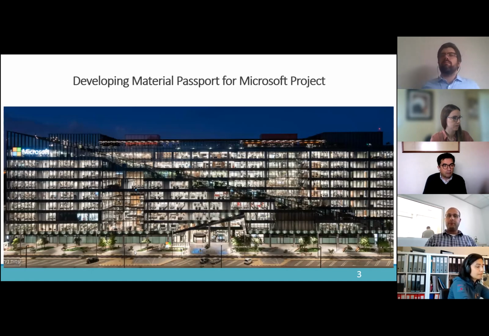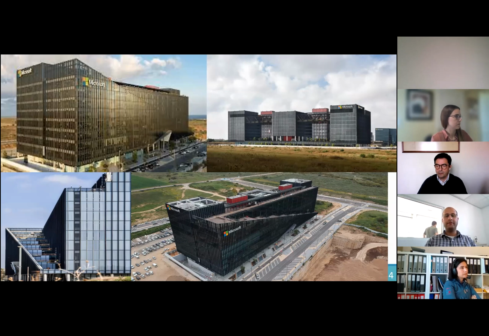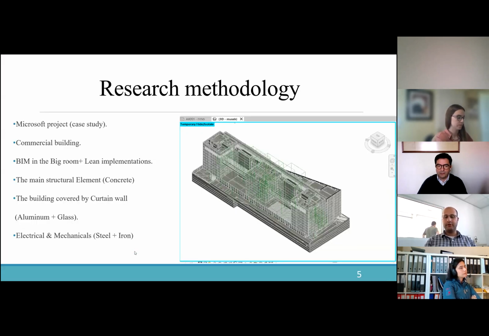In our study, we selected to develop a material passport for a Microsoft project. The building is located in Herzliya near Tel Aviv. This is the second largest project for Microsoft outside of the United States and it is a LEED Gold certified project. The project consists of 5 underground floors and 8 floors above ground. Its area is around 50,000 square meters, and the main structural element used in the building is concrete, with curtain walls from aluminum and glass.